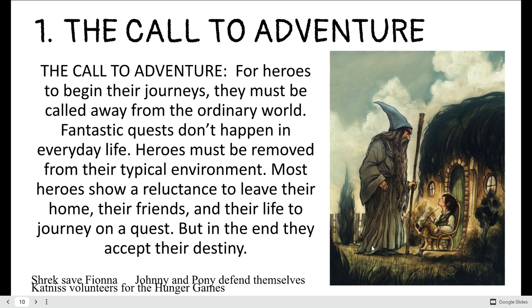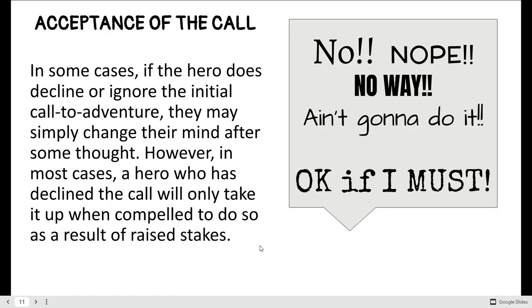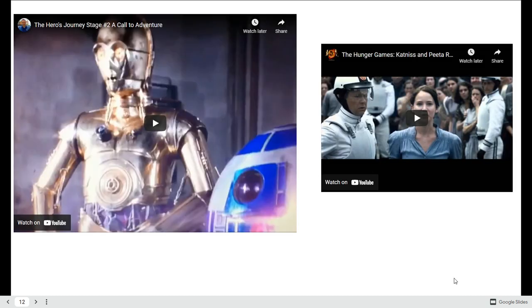So Shrek was called to save Fiona, although he was really trying to save his own swamp, but his call to adventure was to save Fiona. And then in The Outsiders, Johnny and Pony have to defend themselves. Katniss volunteers for the Hunger Games. In some cases, the hero does decline or ignore the initial call to adventure. They sometimes simply change their mind after some thought. In most cases, heroes who have declined the call will only take it up when compelled to do so or as a result of raised stakes. So maybe the conflict gets greater and then they have no choice but to accept the call.